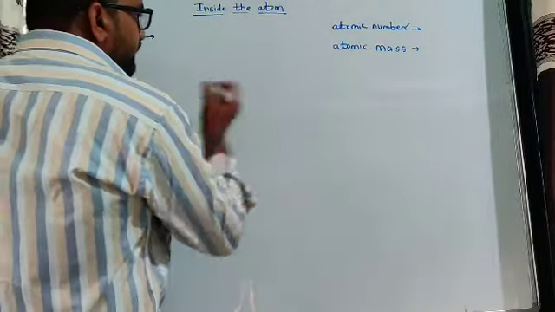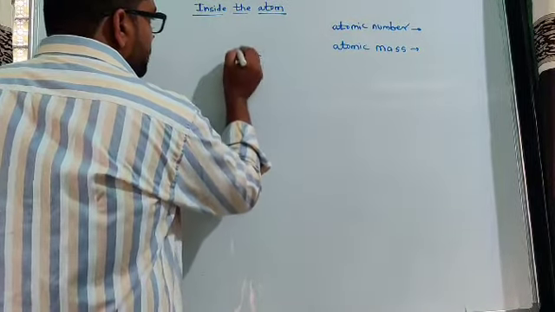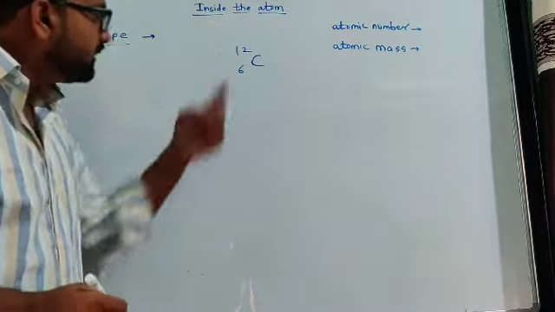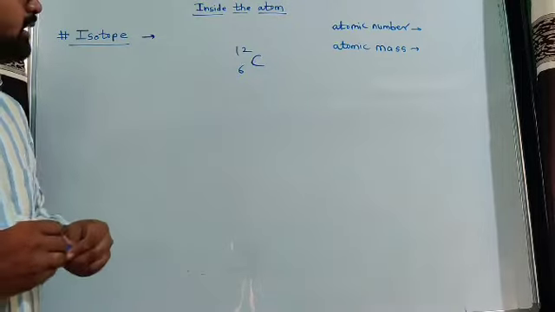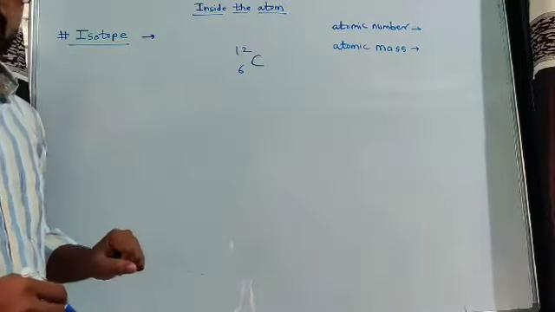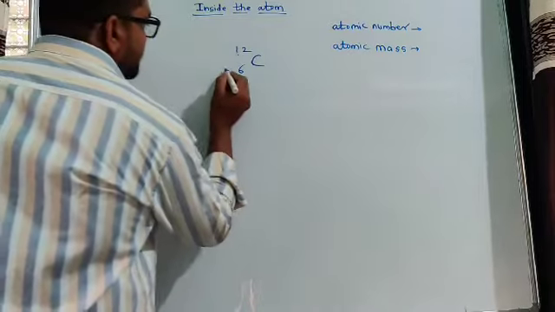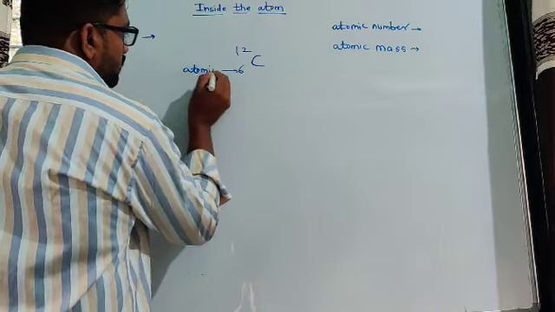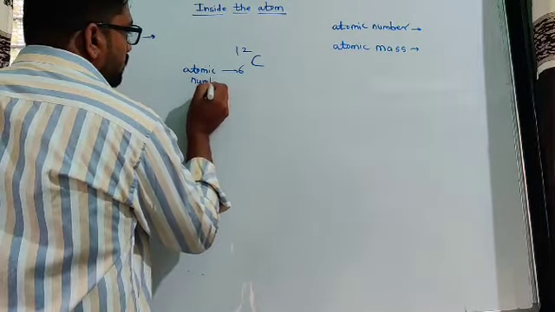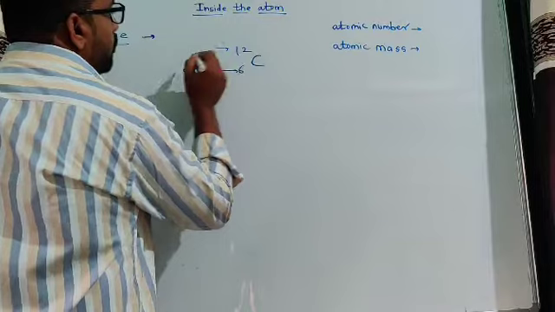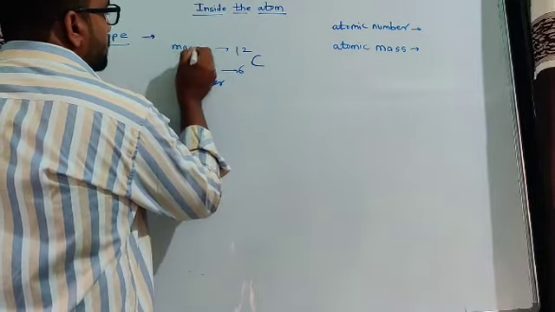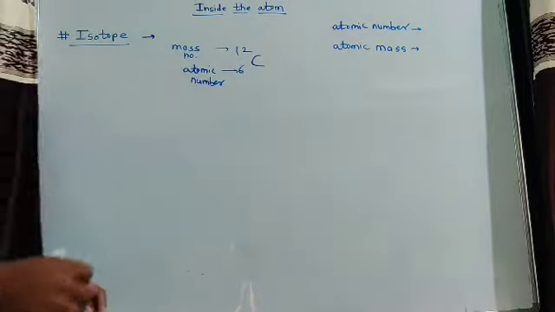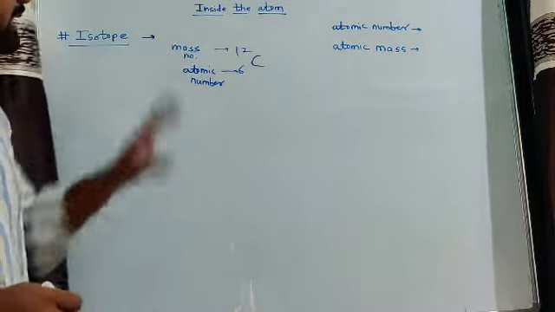Generally, we write an element like this: carbon, C 6 12. Below we write 6 and on the upper side we write 12. So this is the carbon atom. This 6, the number at the bottom, is the atomic number, and this 12 above is the mass number. As such we represent any element. This is the carbon element.